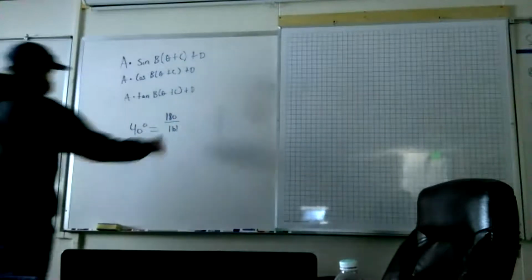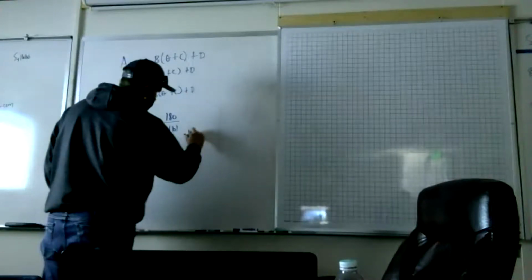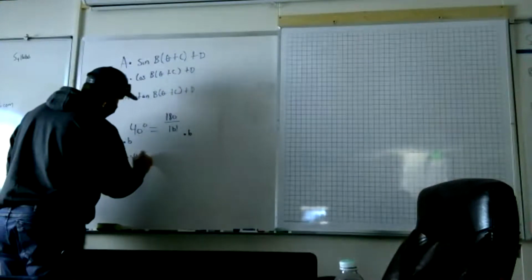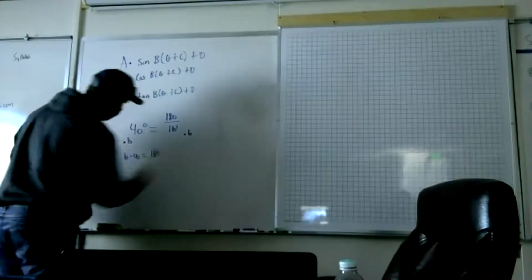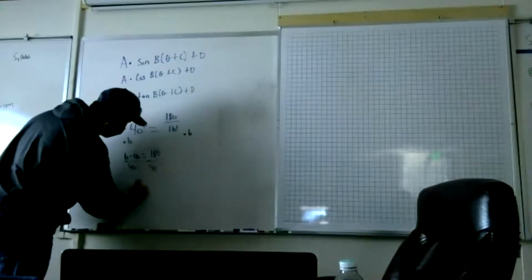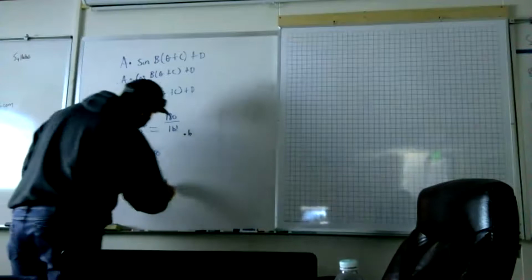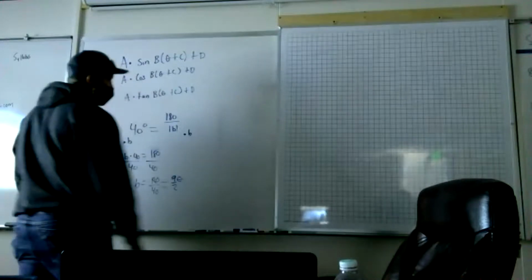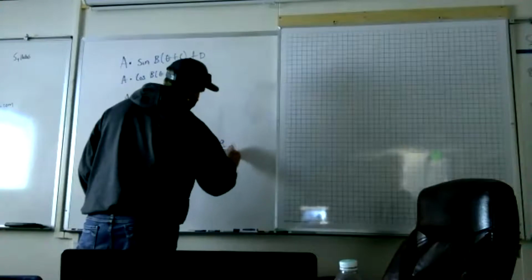Okay, so here, what we got to do is solve for B. So we multiply by B on both sides to get it out of the denominator. So that's B times 40 degrees is equal to 180 degrees. Then we divide both sides by 40 to find that B is equal to 180 over 40, which simplifies down to 9 over 2. Attach that with theta. So the equation that we're looking for is tangent of 9/2 theta.